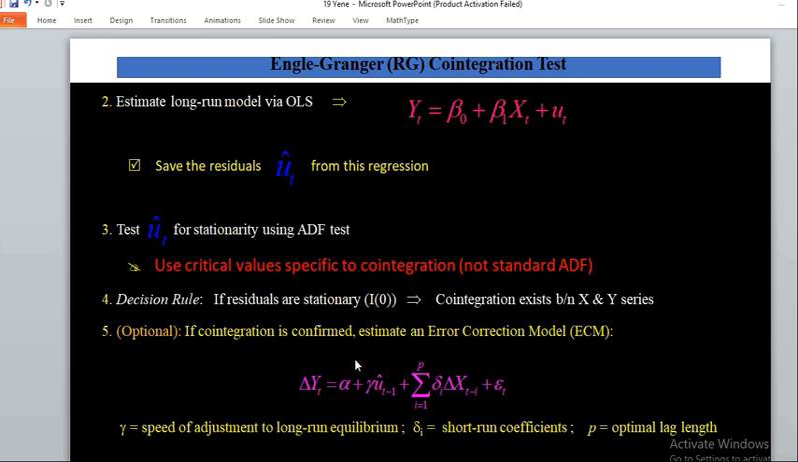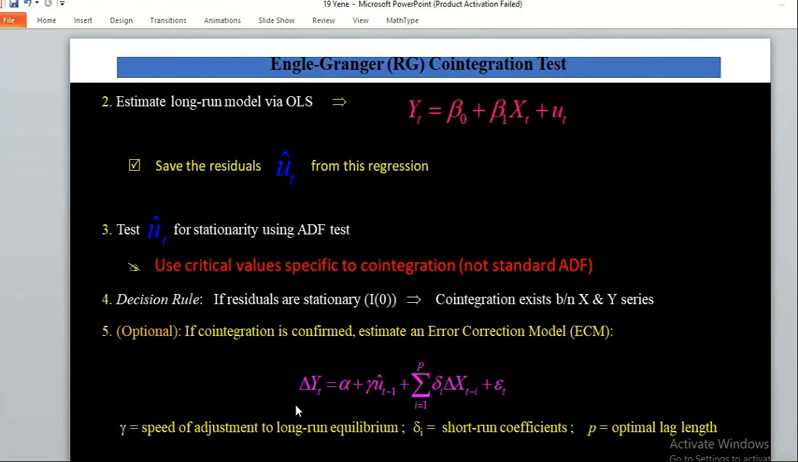So, if the residuals are confirmed to be stationary, then we can conclude that the variables x and y are co-integrated. Otherwise, not. As a fifth step, only if there is significant evidence of co-integration between the variables, we are expected to estimate this error correction model to capture the short-term behavior or the short-term dynamics of the system and the speed of adjustment toward the long-run equilibrium.